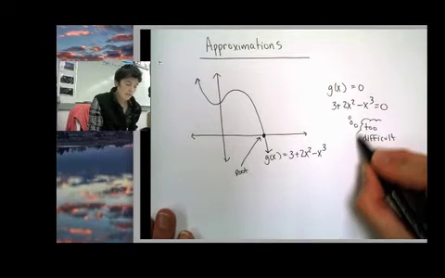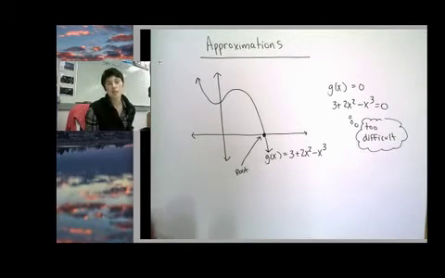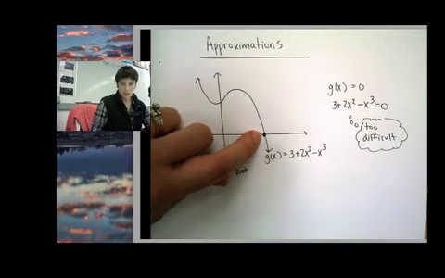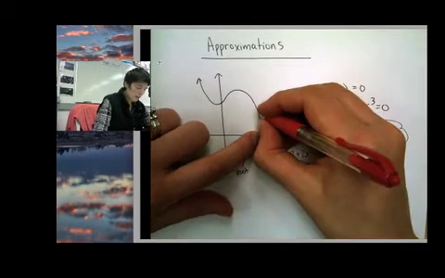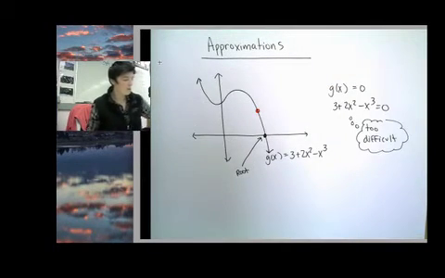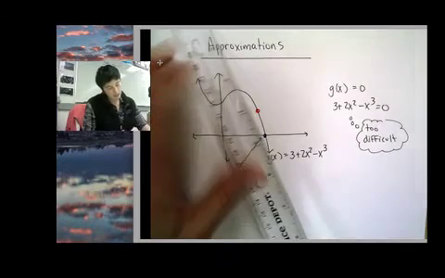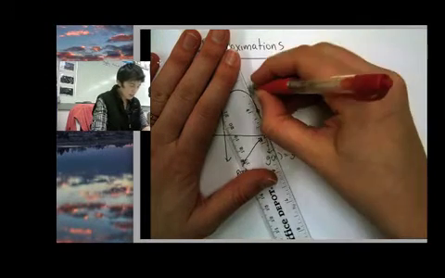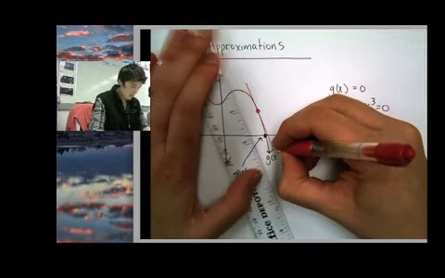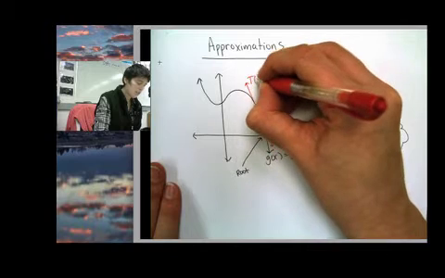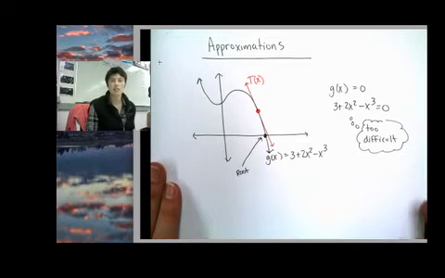So instead, my plan is to use the tangent line. I'm going to pick a point really close to here, somewhere up around here, and I'm going to draw a straight tangent line. So let's grab a ruler for a moment and draw a straight line that has to match the slope of the curve. So it's going to look something like this. Like that. And I'm going to call it t of x for tangent. This is the tangent line called t of x.